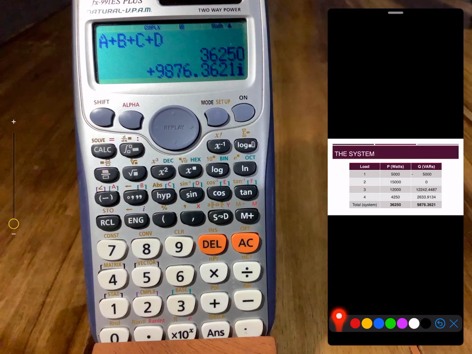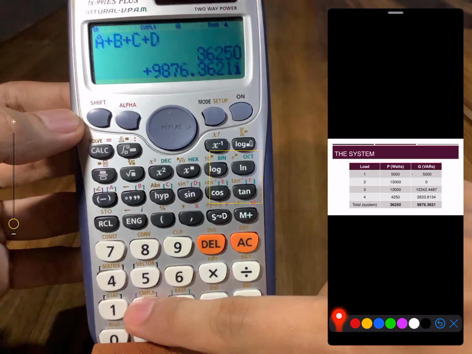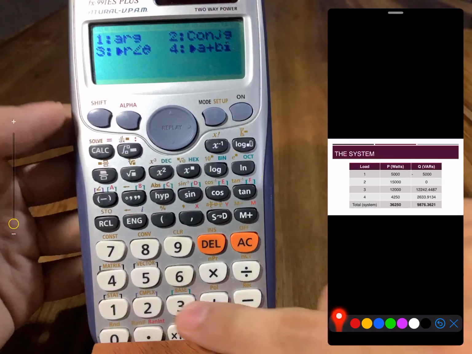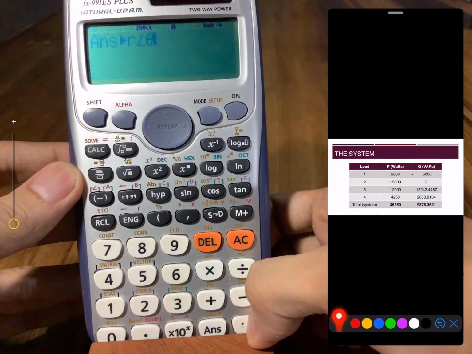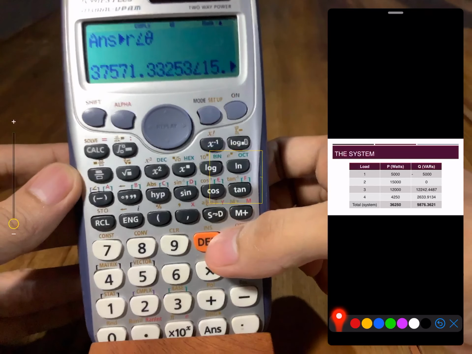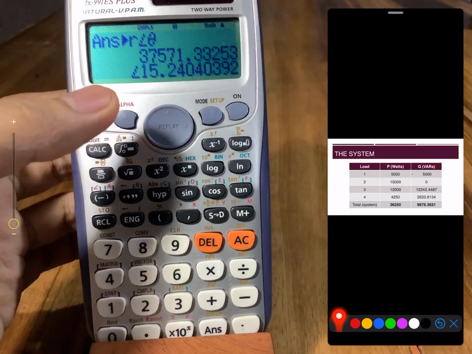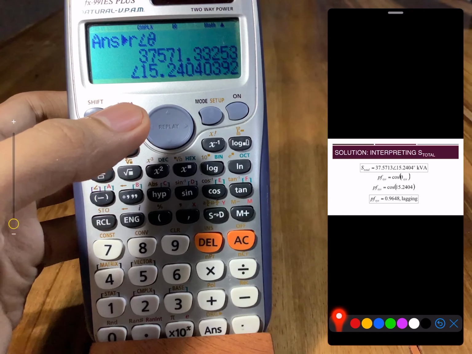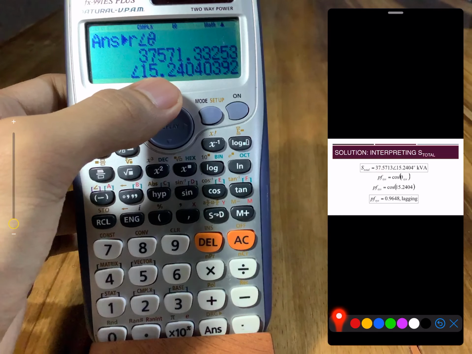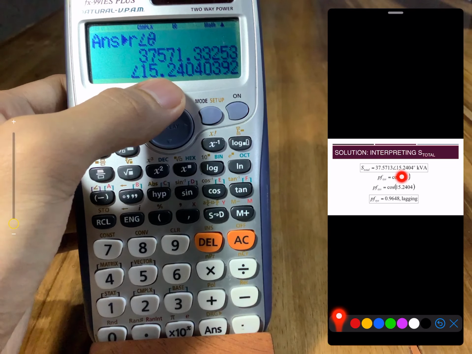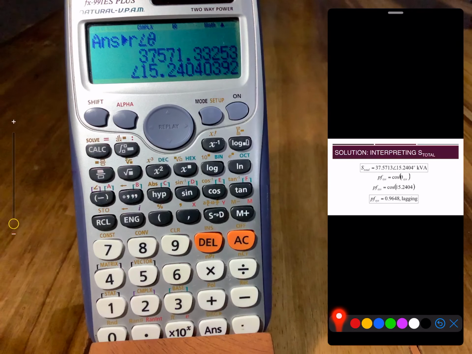And we convert that into its polar equivalent. So we simply press shift 2 and then press 3 to convert our complex number into its polar equivalent. And this is now the polar equivalent of the complex number or the total power. So we press SD button, okay, and the answer is 37.571 kVA for the magnitude, and for the angle 15.240 degrees. So in this problem, we are interested also in the power factor.